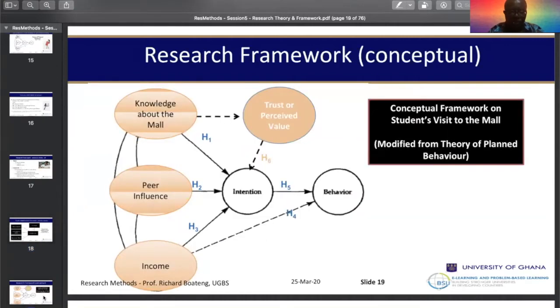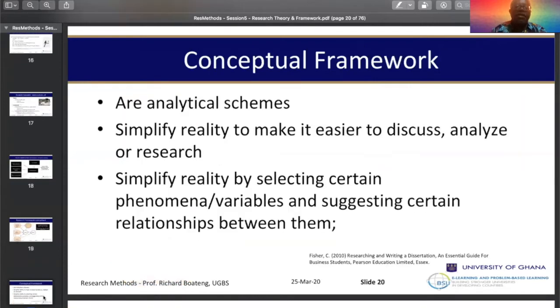Okay. So this is the student's research framework, and he has built it out of the theory of planned behavior, and he's calling it the conceptual framework on student visit to the mall. And it's modified from the theory of planned behavior. Okay. So conceptual frameworks are used as analytical schemes, like you saw earlier. They simplify reality to make it easier to discuss, analyze, or research on. They simplify reality by selecting certain variables and suggesting relationships between them.